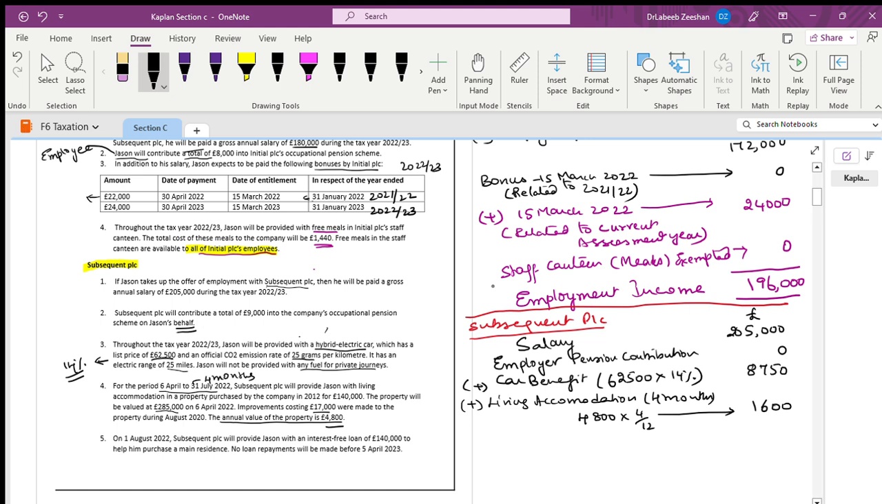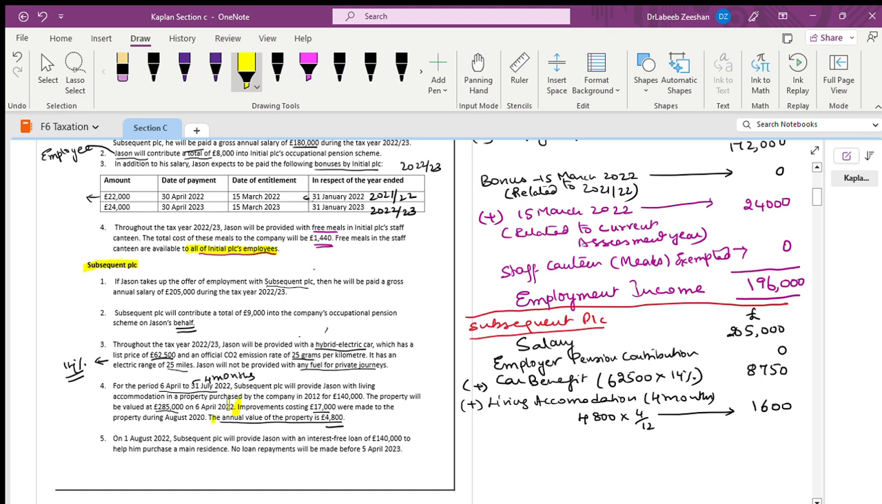Mr. Labib, can you repeat this one? See, there are two things here. Subsequent will provide Jason with living accommodation. The property purchased by the company is 140. The property valued is how much? 285. This is also a benefit. We are dividing the things under two segments. From here till here, one, and the second one is here.